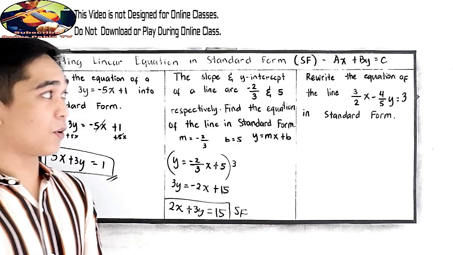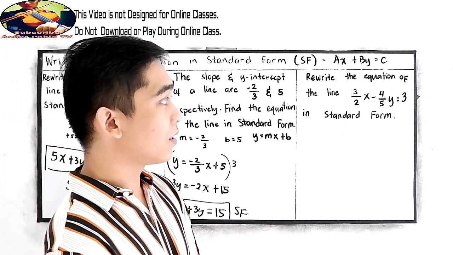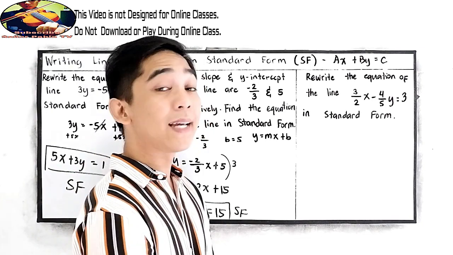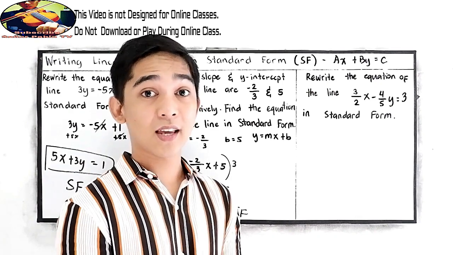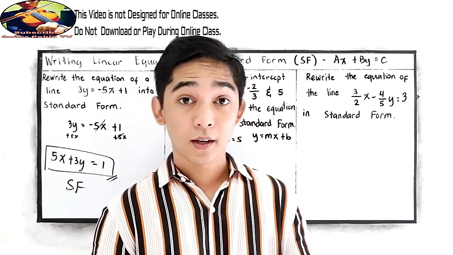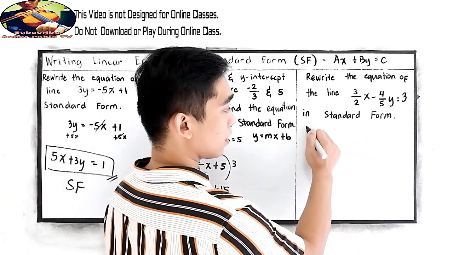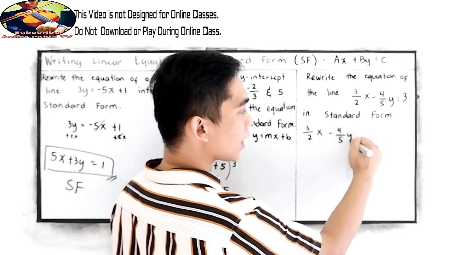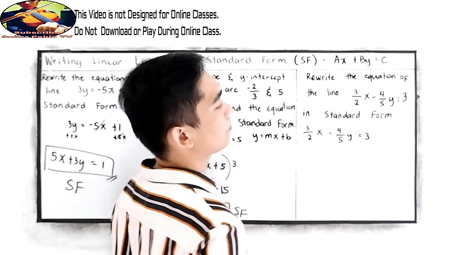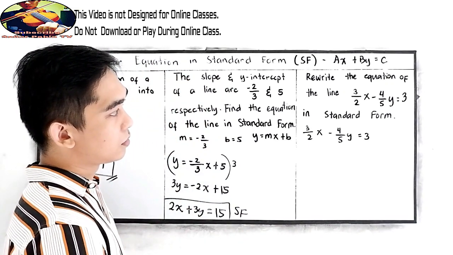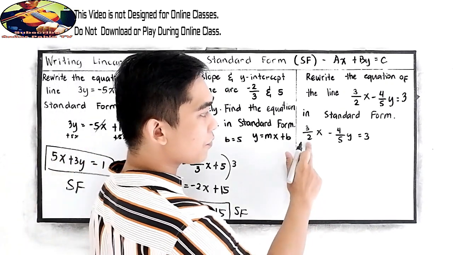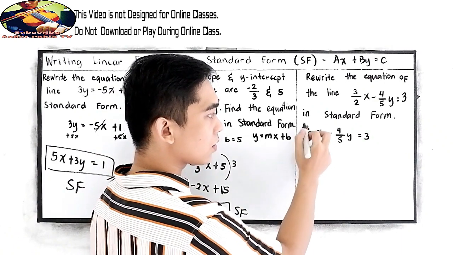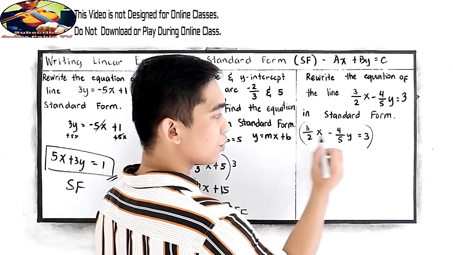Now, our last example. Rewrite the equation of the line 3 over 2x minus 4 over 5y is equal to 3 in standard form. So just like in our example number 1, copy the given: 3 over 2x minus 4 over 5y is equal to 3. So we need to remove our denominator in our x. So we're going to multiply by 2.